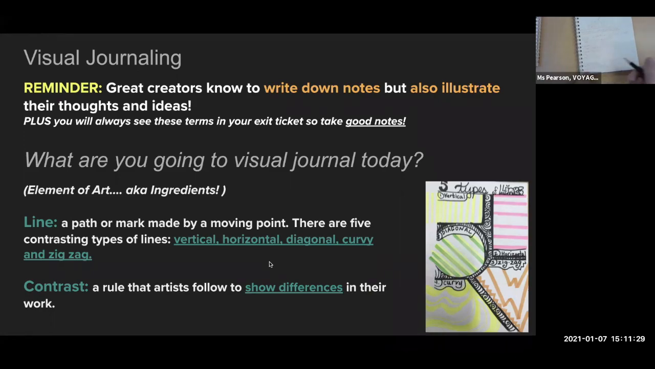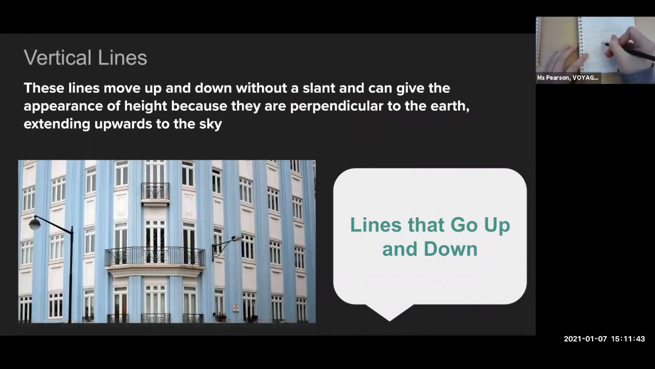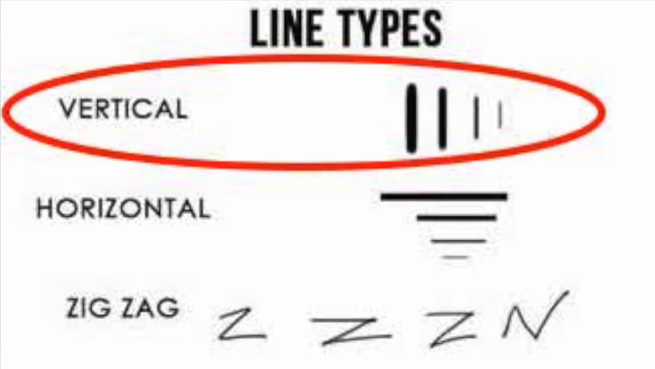So let's talk about vertical, horizontal, diagonal, curvy, and zigzag lines. This is where you can start drawing, my friends, just like Miss Pearson is. Vertical lines, those are lines that go up and down. Draw those lines, vertical, up and down, exactly. What's really great about these lines is it gives the appearance of height because they're perpendicular to the earth, extending upwards to the sky. You can see in the architecture of this building, those blue beams are vertical. You should be drawing those vertical lines just like Miss Pearson is now.